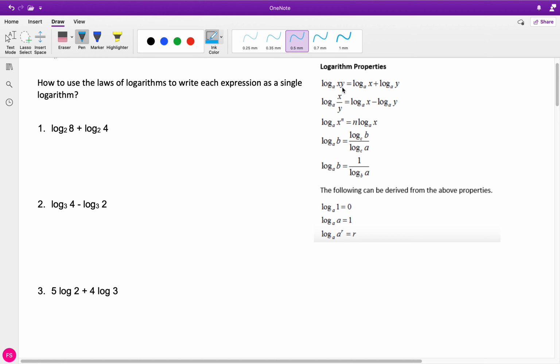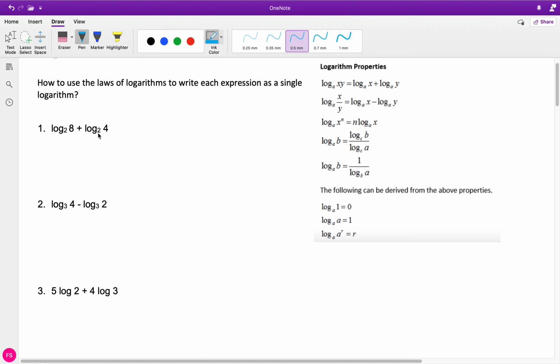Today we are going to learn how to use the laws of logarithms to write each expression as a single logarithm. I already explained these laws before, so if you don't know what I'm talking about, do watch those videos first and then come back to this one to practice these questions with me. Okay, let's start.